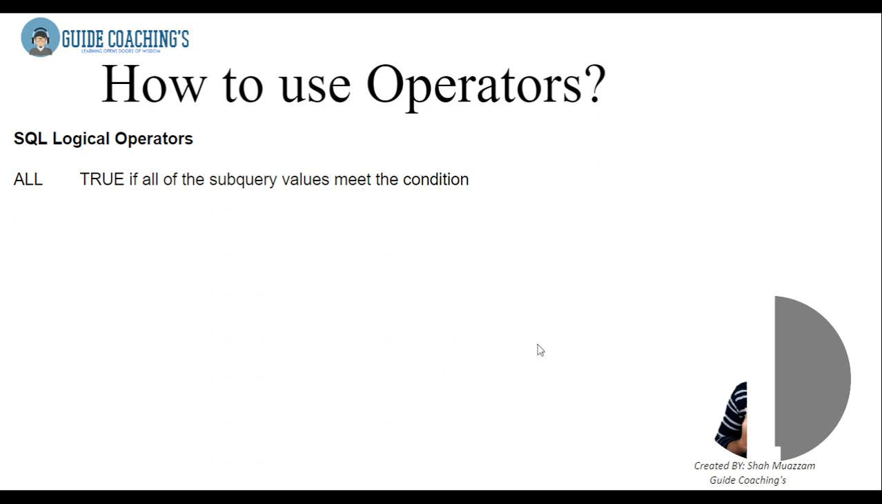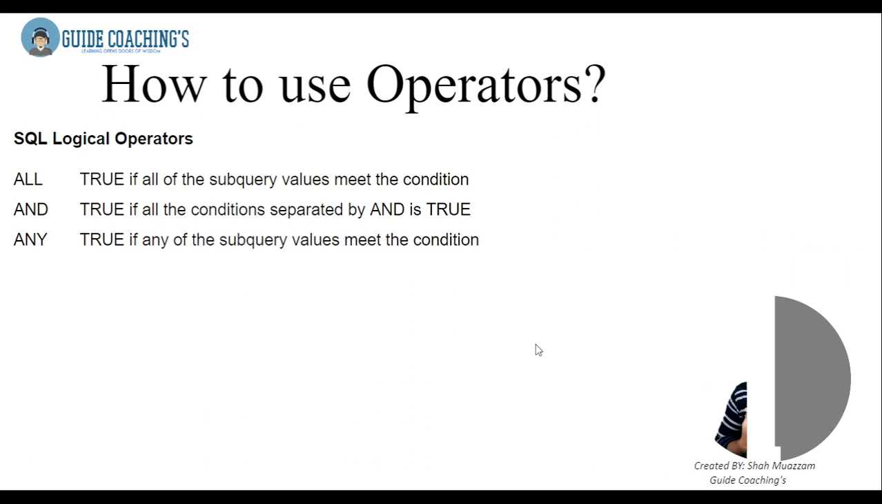Okay, and AND is used so that it gives true. We will talk about true only. So true if all the conditions separated by AND are true. When we have two conditions, both should be true. If we have more than two, they should also be true. Then the final outcome will be true. Okay, this is also again used with the subquery.